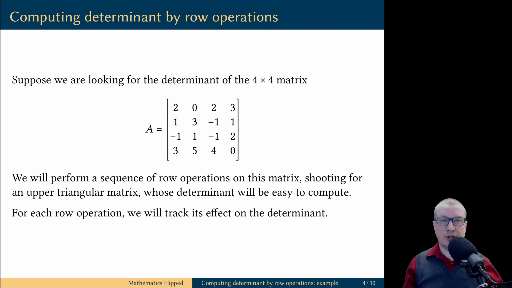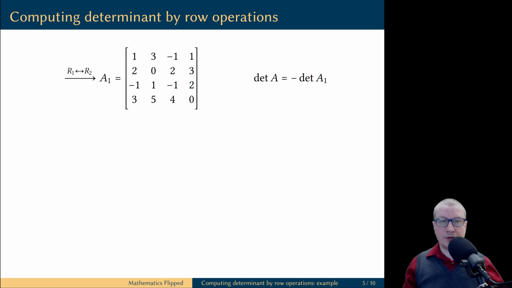Let's start reducing the matrix. Our first task is to produce the entry of 1 at the top of column number 1. We can achieve this by scaling row 1 by 1/2, but this will introduce some fractions, so why not instead swap rows 1 and 2? So the first row operation we perform is the row swap, and the new matrix, I'm going to call the matrix A1, has determinant that is equal to the negative of the determinant of A.